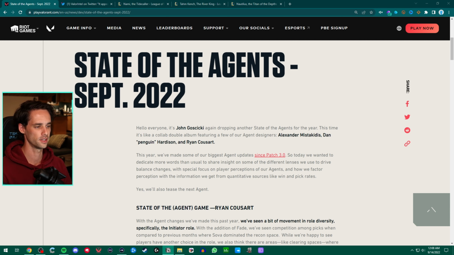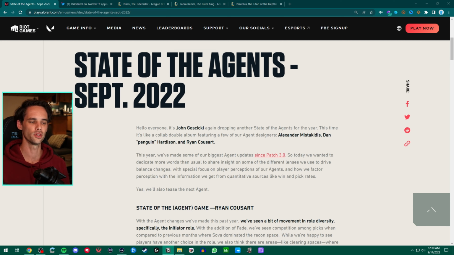In the first paragraph, they say they've seen a bit of a shift in the initiator role ever since Fade came out. They're happy Fade is getting a lot of playtime, especially with how dominant Sova has been, but her ability to clear space is a little bit strong, so expect a potential nerf to her Prowlers. I would bet that they do something similar to what they did with Breach and Sky when they had three flashes at once, and maybe just take one away.